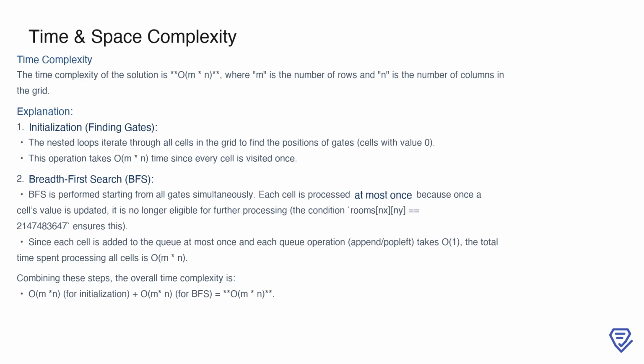Here, each cell is processed at most once because, after updating a cell's value, it is no longer eligible for further updates. This is ensured by the condition that checks if a cell's value is still 2147483647. Adding cells to the queue and processing them involve constant time operations, so the total time spent on BFS across all cells is also O(m*n). When we combine these steps, the overall time complexity is O(m*n) for initialization plus O(m*n) for BFS, which simplifies to O(m*n). This efficiency ensures that the algorithm scales well even for larger grids.